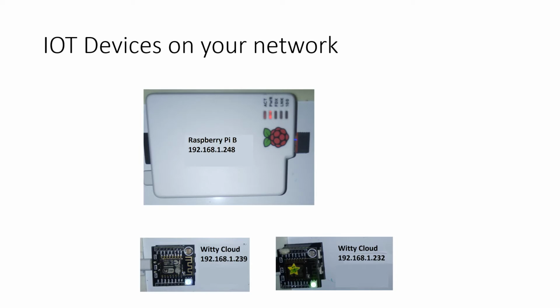Okay, what we have here on our network are three devices. One is a Raspberry Pi, the other two are Witty clouds. A Witty cloud is an IoT device with Wi-Fi, which can have its own IP address. The Witty cloud also has, as you probably know, built-in lights and can also power lights and other devices. So one of the challenges we have is how we control that on the network.